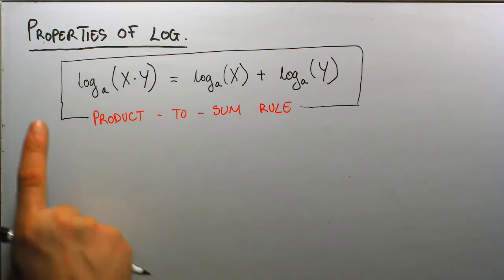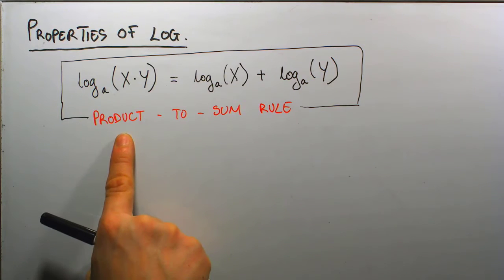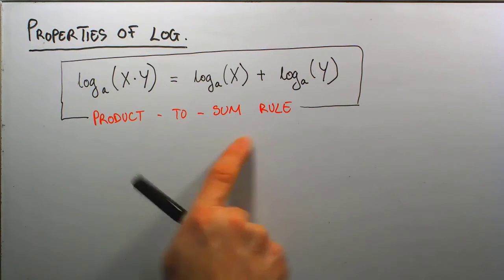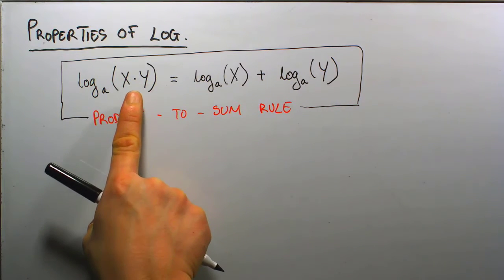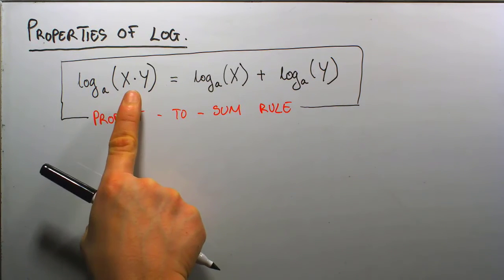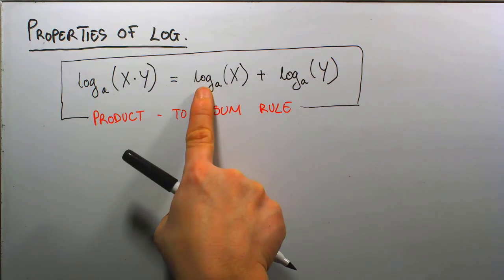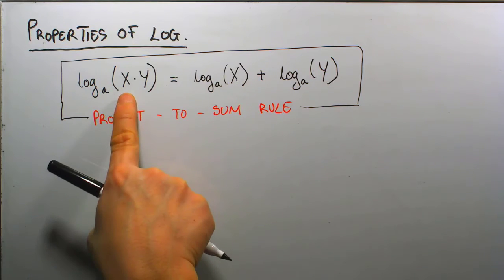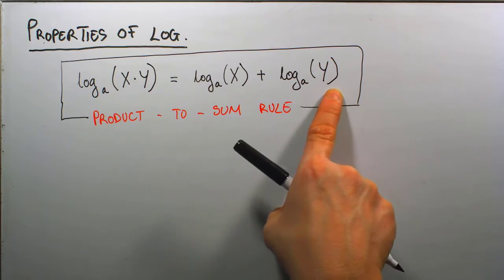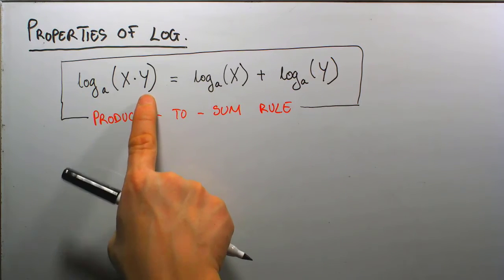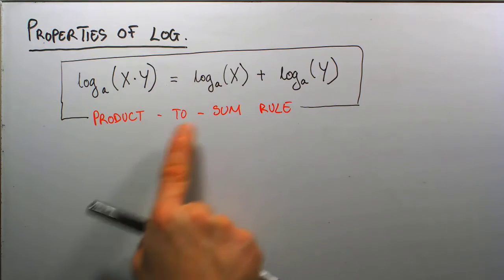Now, this is only one way of writing the product to sum rule. According to how it says product to sum, reading the property from left to right, we go from a product on the left, taking the logarithm of a product, to the logarithm of x as one factor in the product, plus the logarithm base A of y, the other factor in the product. With this equality between the two sides, we see this as a product to sum.